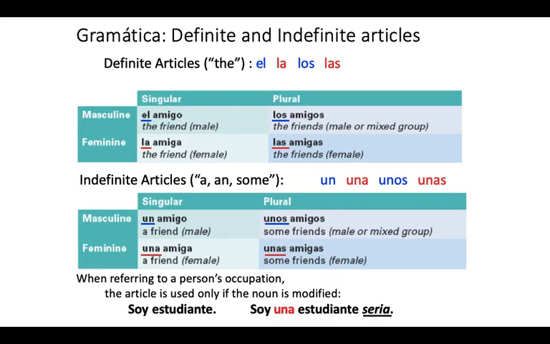In other words, if there's a descriptor on that noun. So, for example, if I want to say I am a student, I would say soy estudiante. Sounds kind of cavemanish in English. I am student. If you are saying something like I am a serious student, I'm a good student, I'm a new student, in that case, you do put the a in there. For example, soy una estudiante seria. I am a student serious. And remember, they put the adjective, the descriptor, after the word being described in Spanish.